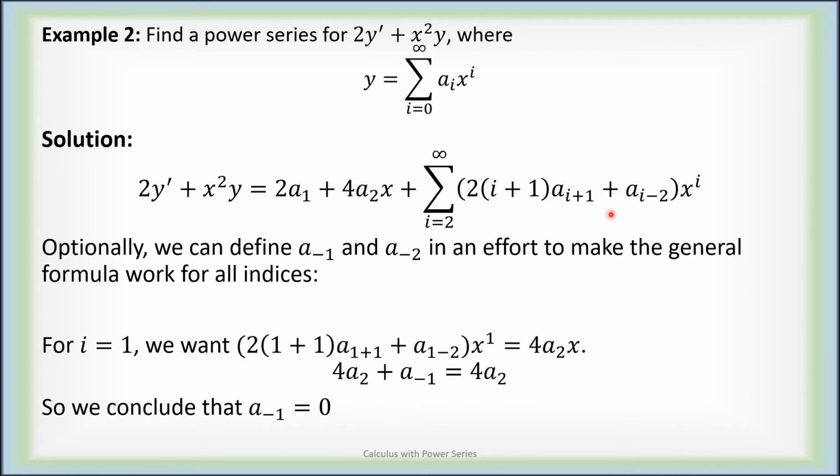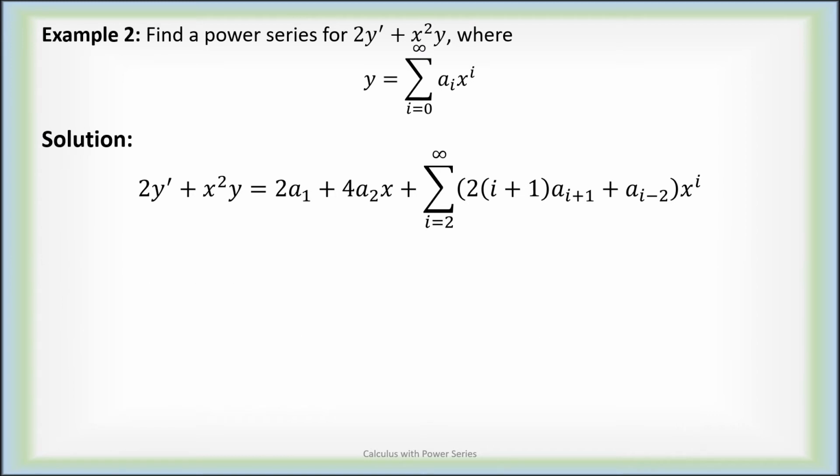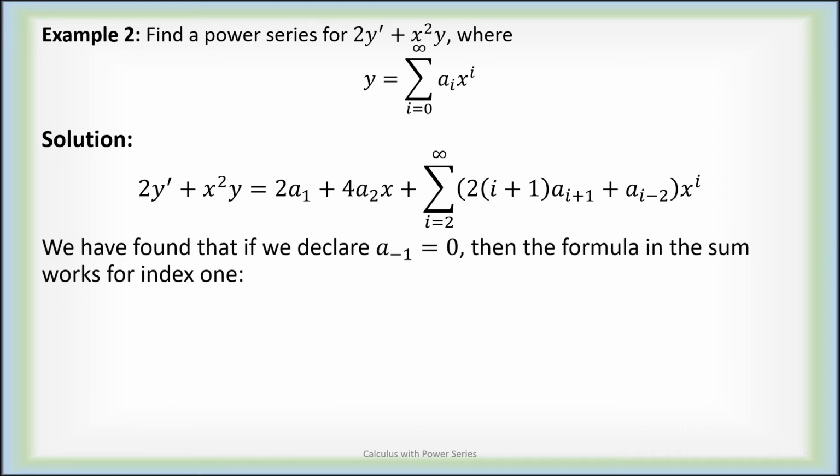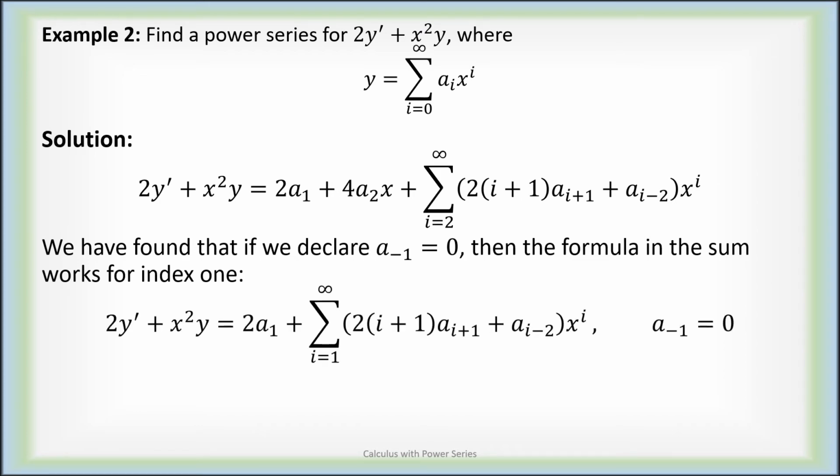And then this formula for index 1 would exactly match the 4a2x that our series is supposed to have in it. So we can take this series and simply declare a sub negative 1 is 0. And then we can absorb this term into the series. If a sub negative 1 is forced to be 0, then this formula accurately predicts 4a2x for index 1. We can repeat the same argument to try to see what happens at index 0.